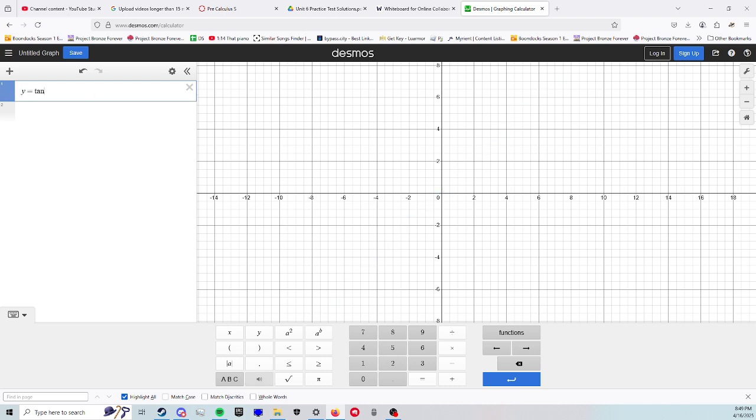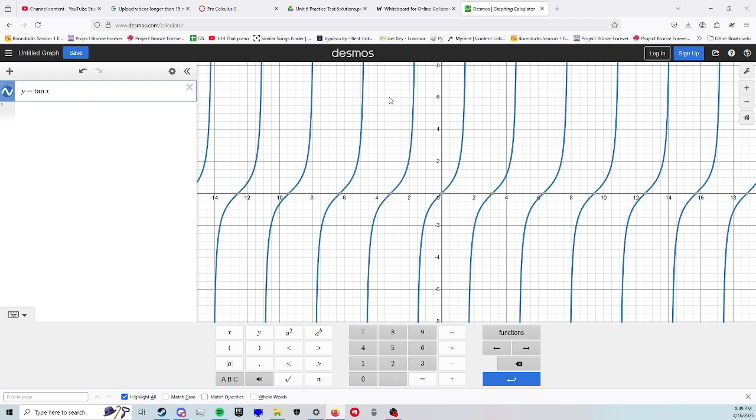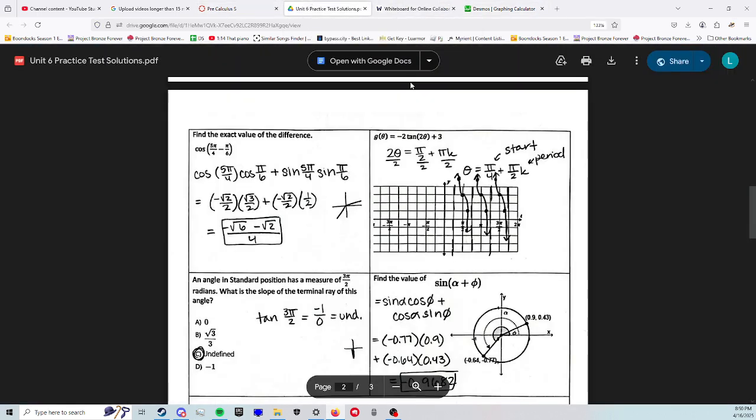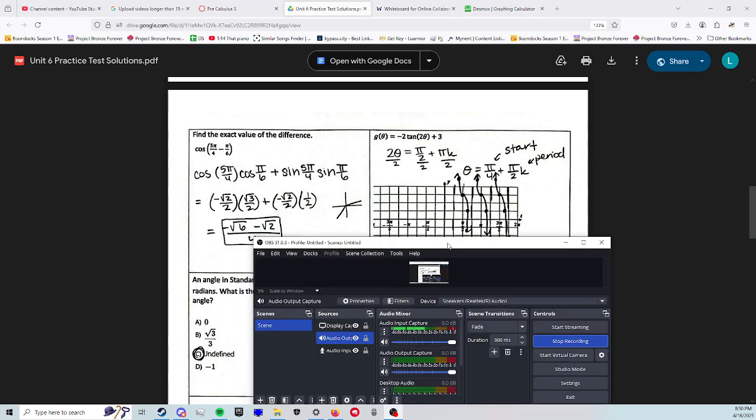y equals tan x. This is what a tangent graph looks like. Okay, look, there's a lot of swirls. There are asymptotes. They don't obviously show you the asymptotes, and it's hard. Okay, so gotta cover up the answer.